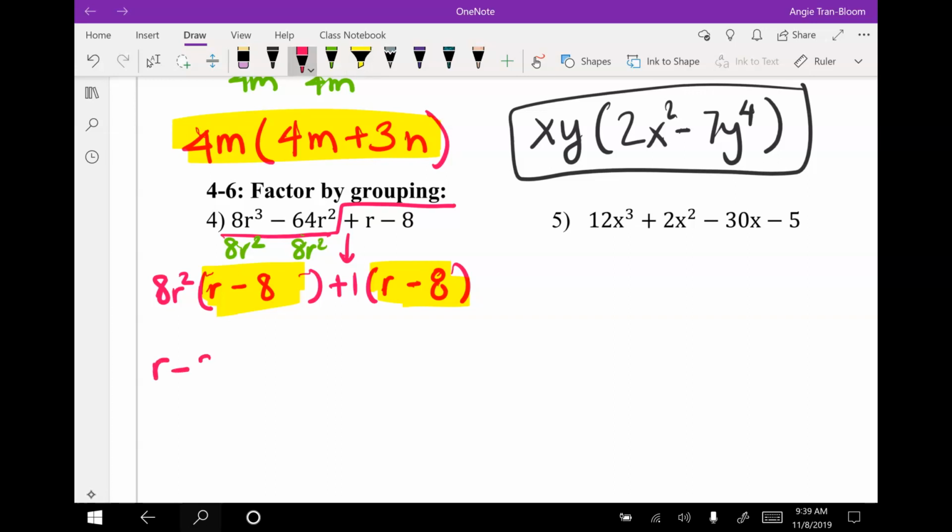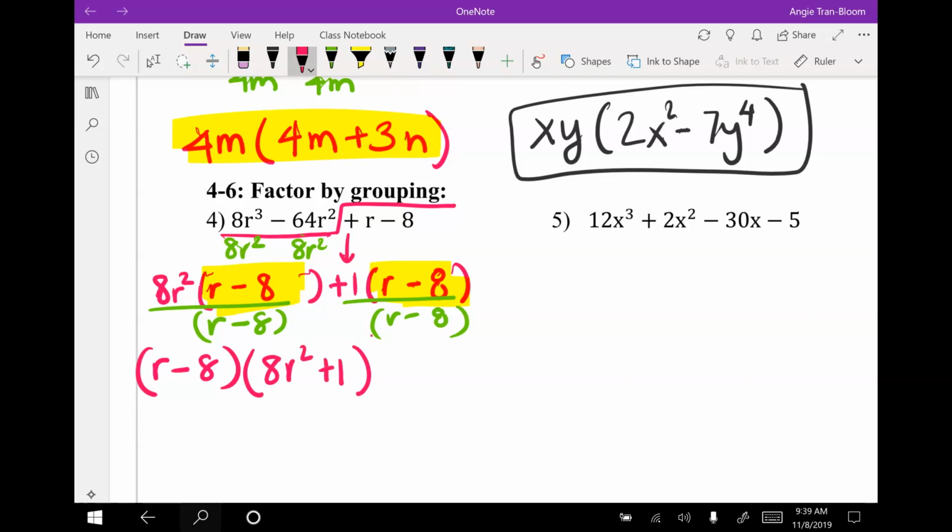So r minus 8 is a group, it's a term. That means we are going to divide each term by this. Well, if I divide each term by r minus 8, what's left? What's left over? 8r squared plus 1. And that's how we factor by grouping. We know the polynomial of 4 terms is factorable when we see that these two are exactly the same. We are going to try to do the same thing to example 5, but I'm going to wait so that we get a copy.